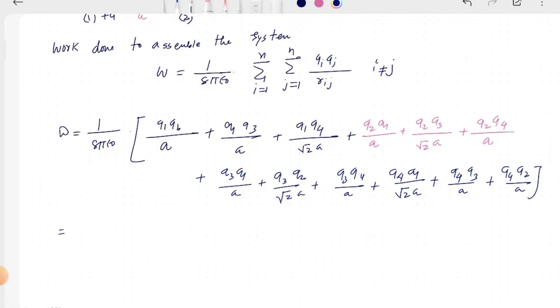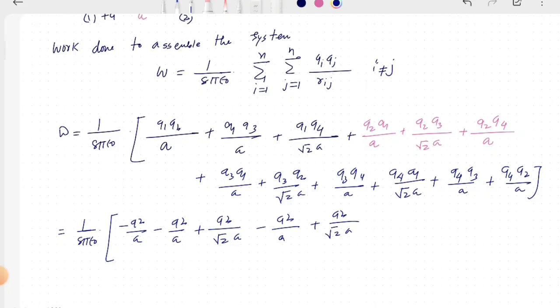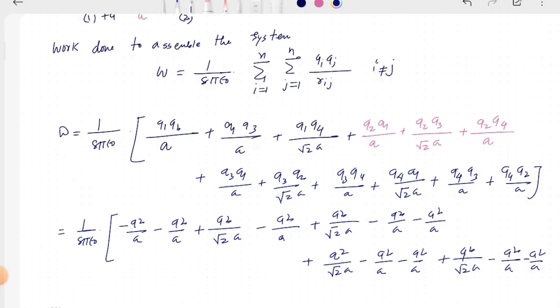So that is equal to 1 by 8 pi epsilon naught, minus Q square upon A, minus Q square upon A plus Q square upon root 2A, minus Q square upon A plus Q square upon root 2A, minus Q square upon A, minus Q square upon A plus Q square upon root 2A, minus Q square upon A, Q square upon A plus Q square upon root 2A, minus Q square upon A, minus Q square upon A.